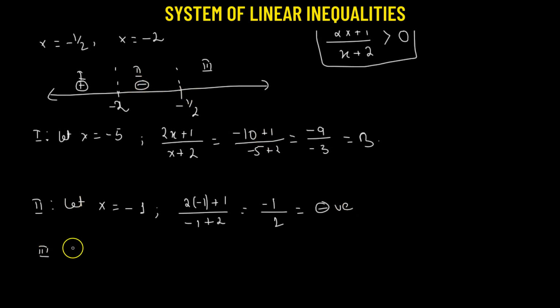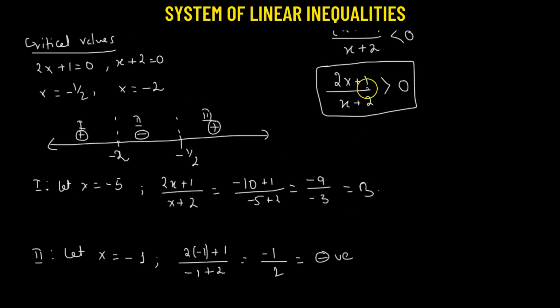And finally, we're going to take a value x equals 0, 0 being greater than negative half. So here we have 1 over 2, which is giving us a positive value. So we say that in region number 3, we have a positive value. Now, coming to our inequality, we only have to consider those regions where our value is greater than 0. That means positive, and that's going to be region 1 and region 3.